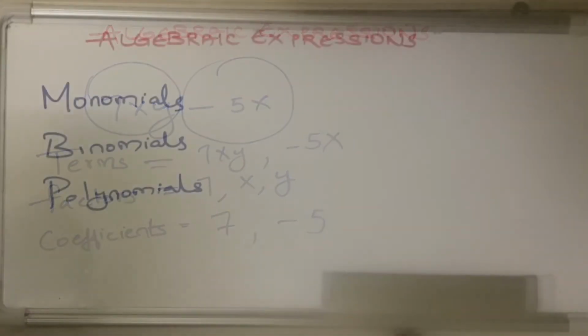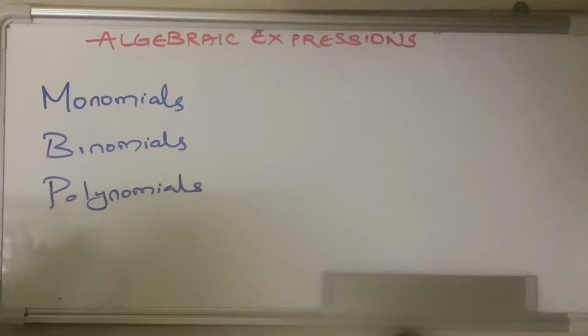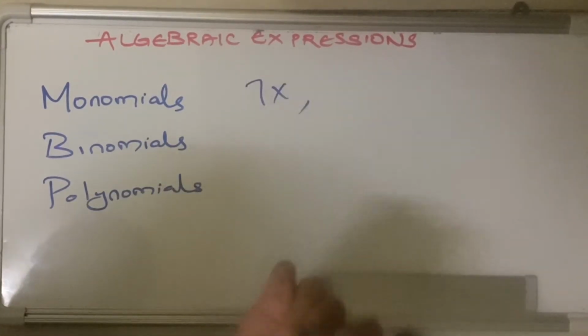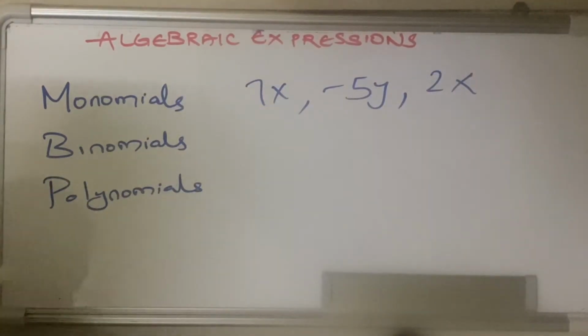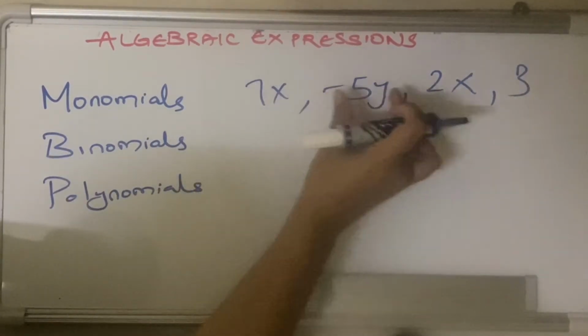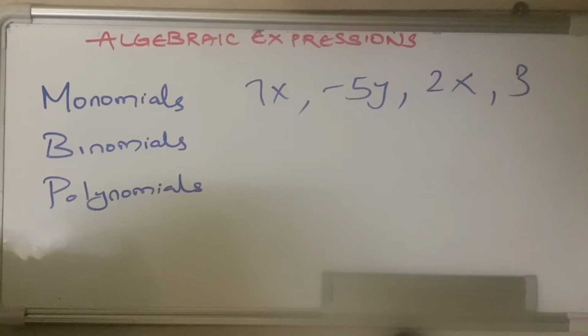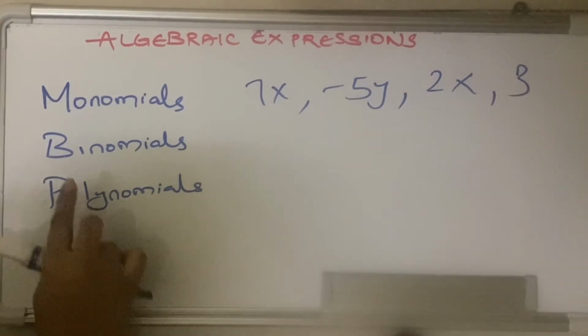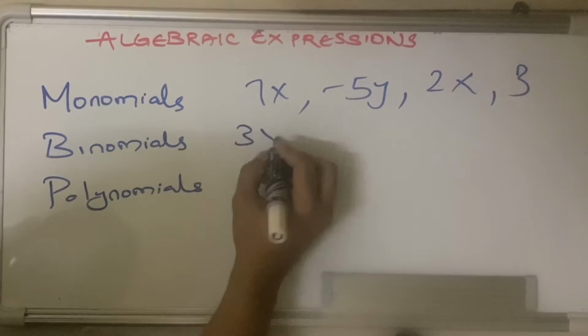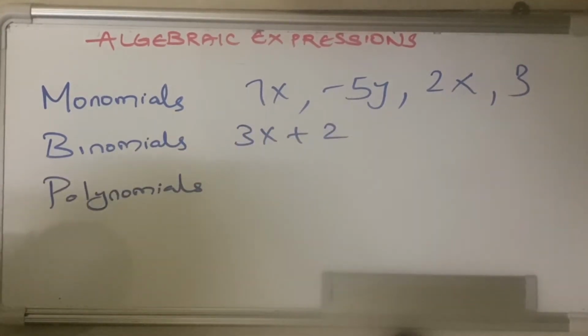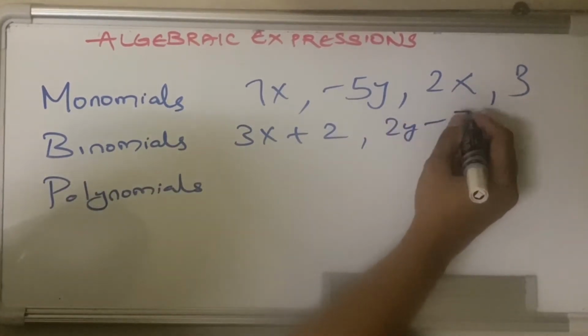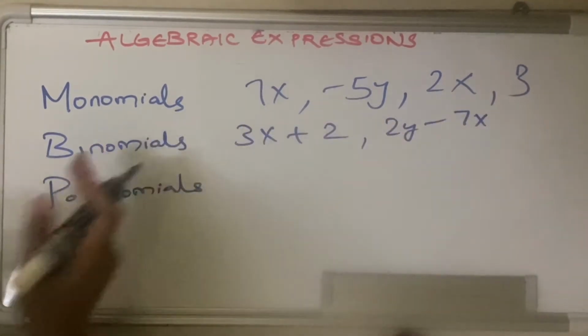Clear? When an expression contains only one term, like 7x or minus 5y or 2x or 3, we call it a monomial. Whereas when an expression contains two terms, we call it a binomial, like 3x plus 2. Here we have two terms, right? We have 3x and 2 as terms. So this expression is an example of a binomial, or 2y minus 7x. This is another example of a binomial.